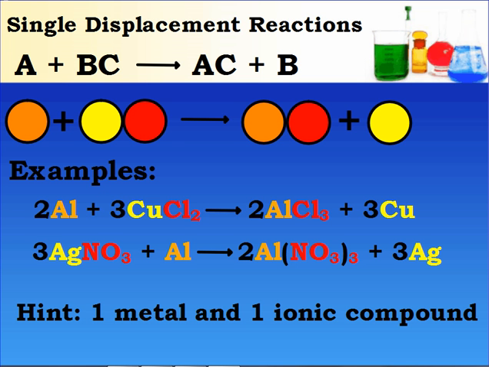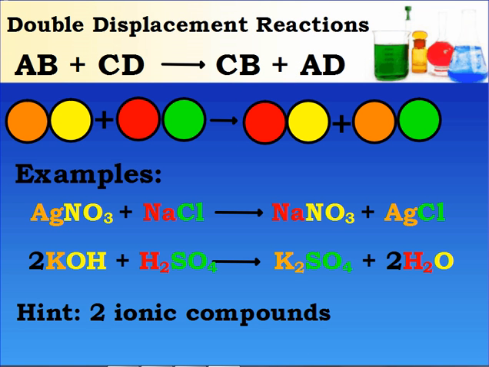Okay, our next reaction is a double displacement reaction. It's similar to the single displacement, but instead of having a metal and an ionic compound, I have two ionic compounds. AB plus CD yields CB plus AD. All that's happened here are the metals have switched places again. So A and C on this side are now flip-flopped on the other side. That's simply a double displacement reaction.